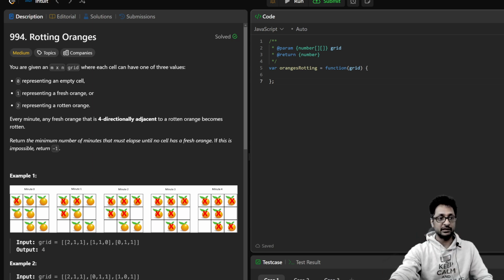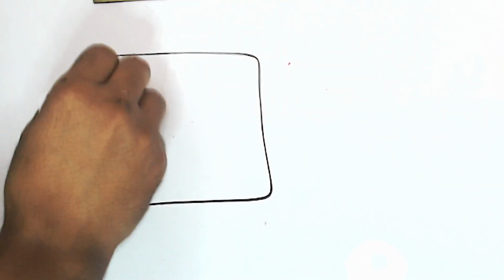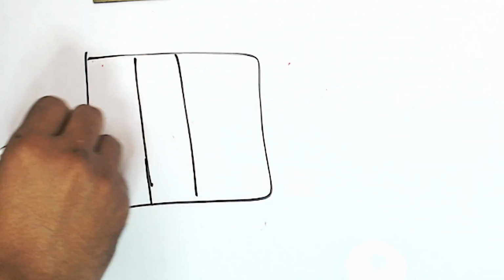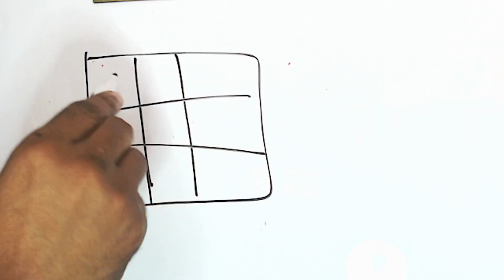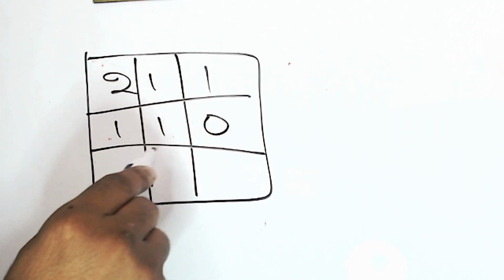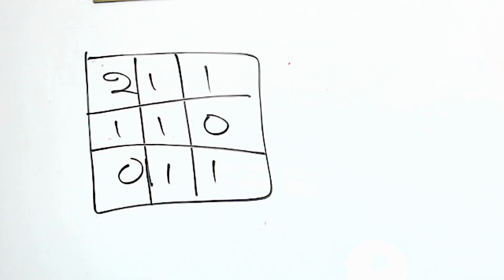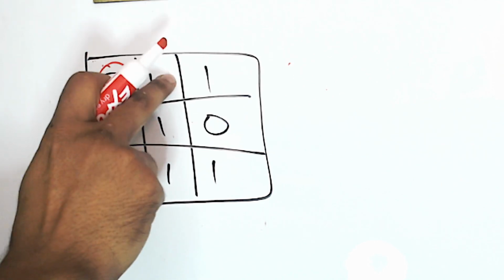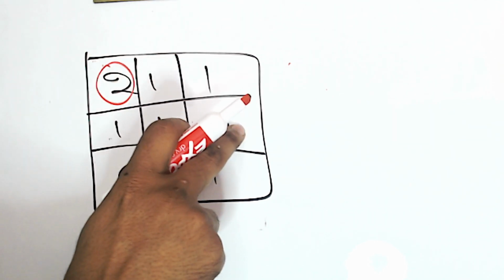So how can we do that? Let's discuss that on the whiteboard. Let's take this example here. Let's take a 3 cross 3 matrix, and it has values like 2 1 1, 1 1 0, and 0 1 1. In this particular case the 2 is the rotten orange, 1 is a fresh orange, and 0 is an empty box.